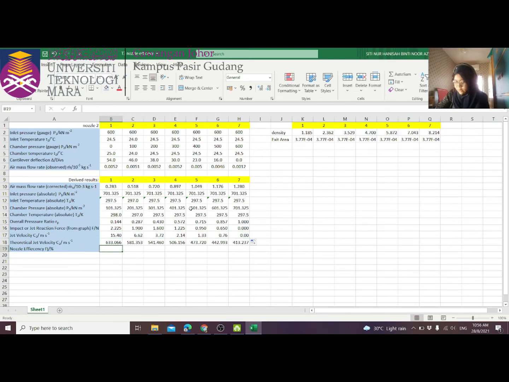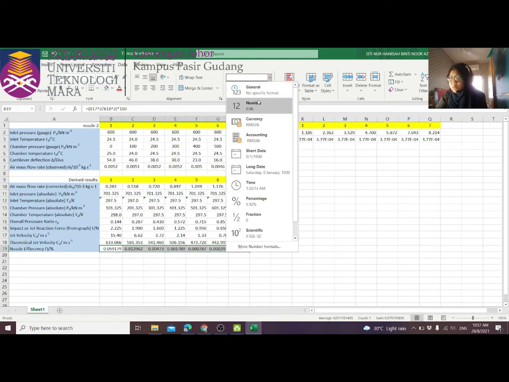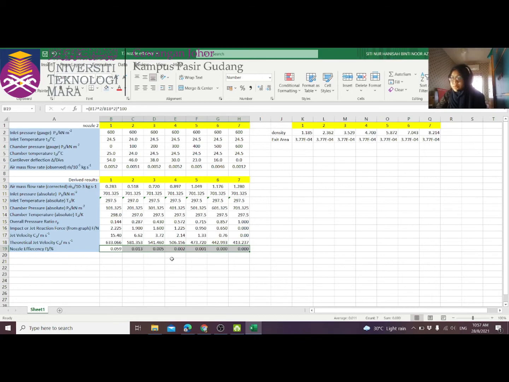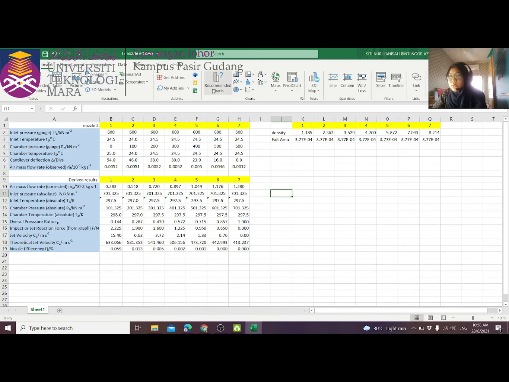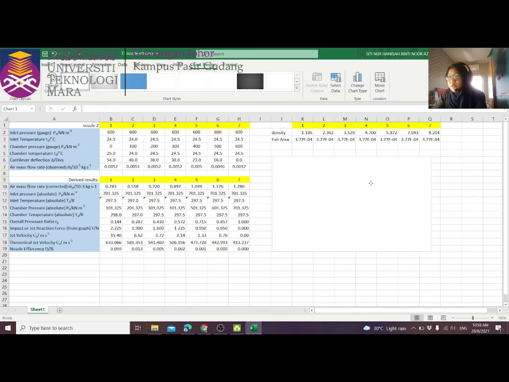And then the nozzle efficiency is equal to bracket jet velocity power of 2 over theoretical jet velocity power of 2 close the bracket and times 100. And then from here I will go next to the graph. So insert, choose line graph and then put it here.